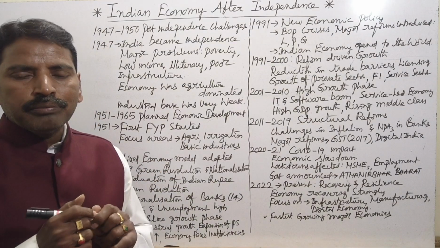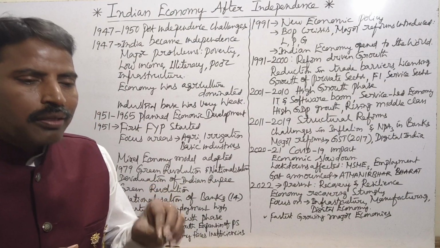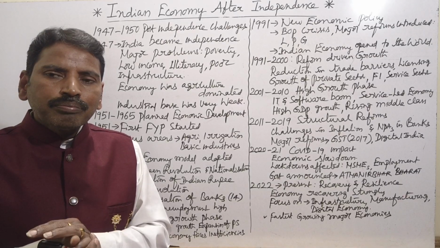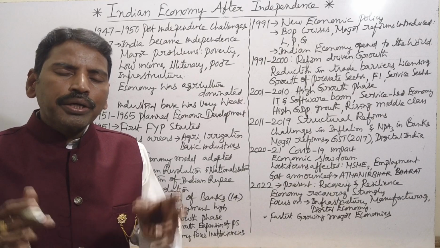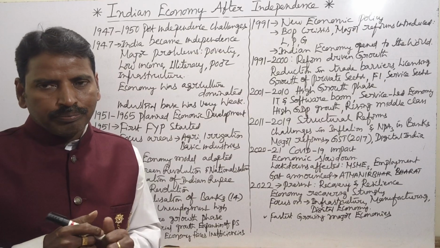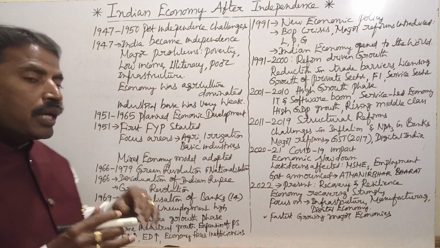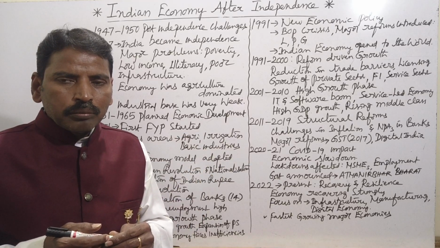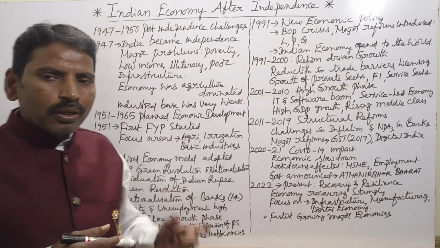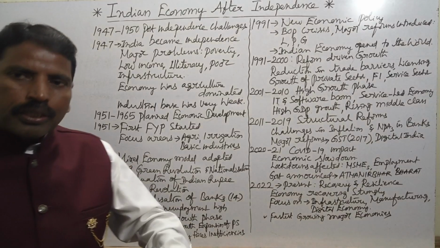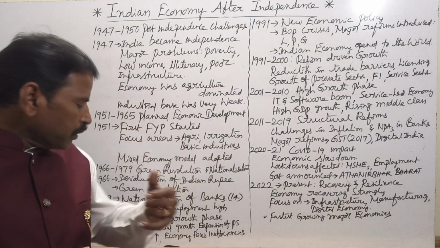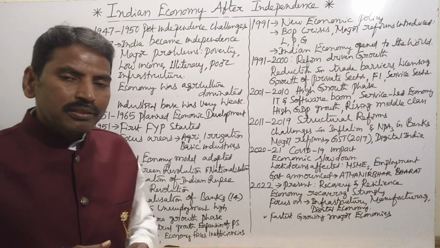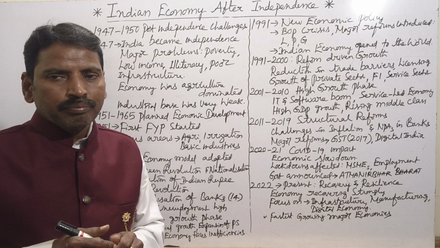Fiscal deficit means total expenditure minus total receipts, excluding market borrowings and other liabilities. Next, external debt means borrowings from abroad. As the fiscal deficit increases, external debt also increases. At the same time, the economy faces some inefficiencies.